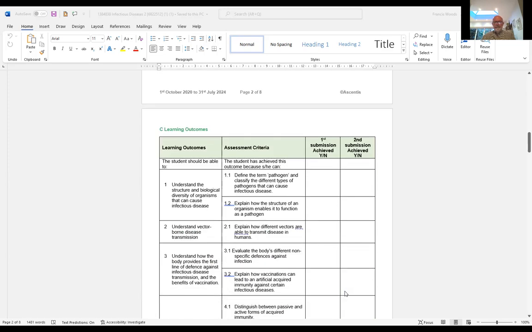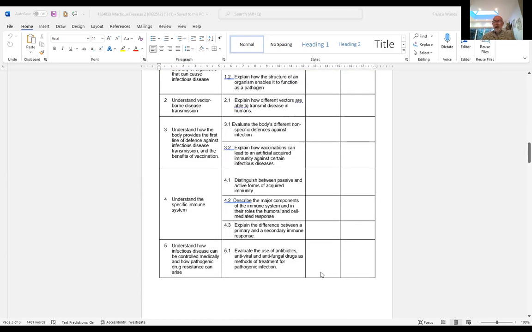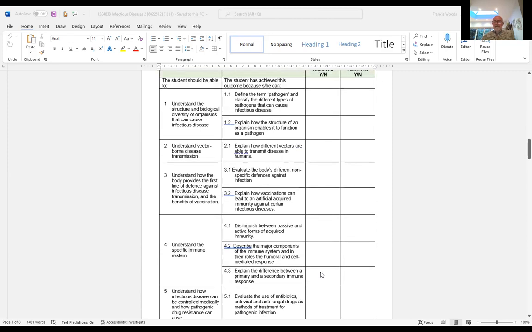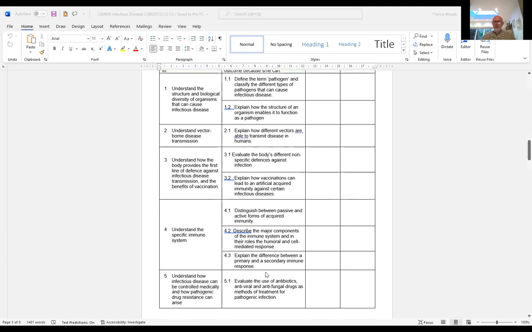Okay. There are 5 different assessment criteria, or learning outcomes, I should say, and you can see the actual assessment criteria 1.1 down to 5.1 on the actual brief. Okay, so I'm going to stop that there, and let's have a look at another slide that I've got here.